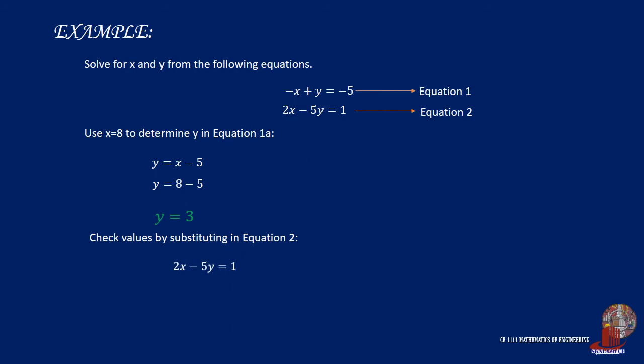So 2x minus 5y is equal to 1 would turn out as 2 times 8 minus 5 times 3 is equal to 1. Which gives us 16 less 15 is equal to 1, and indeed 1 is equal to 1. Hence, the values are x is equal to 8 and y is equal to 3.